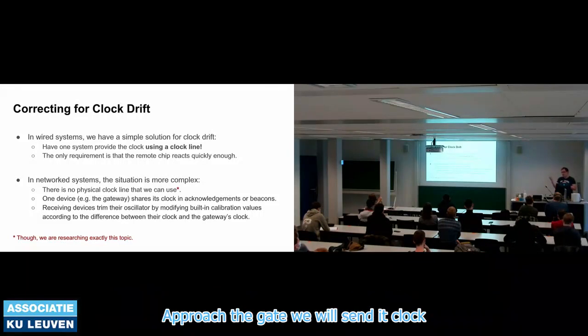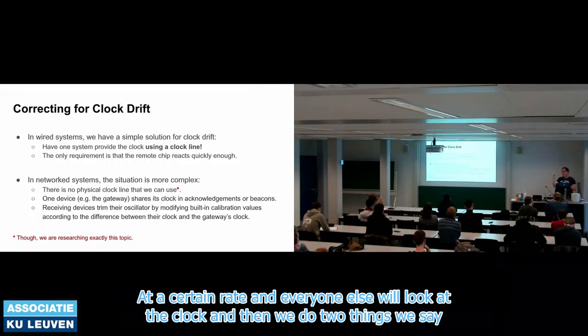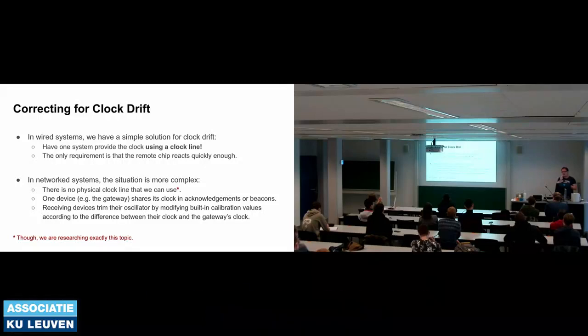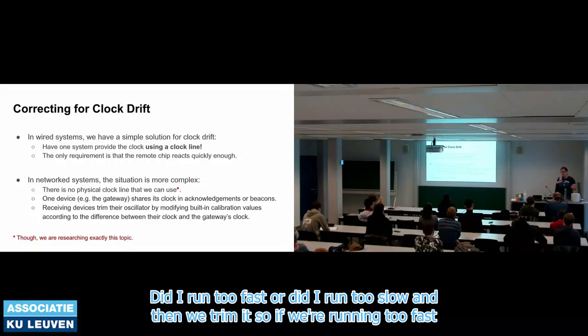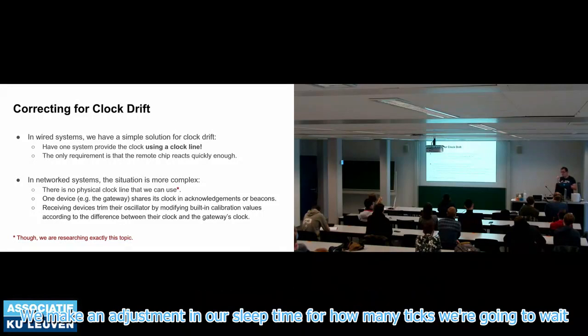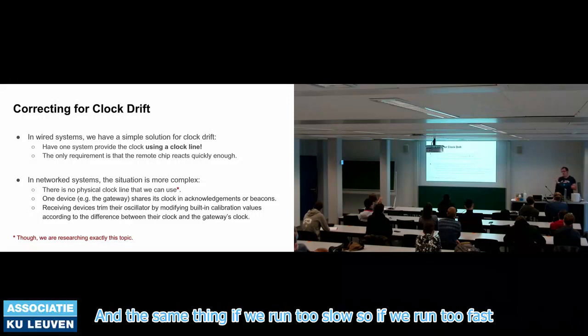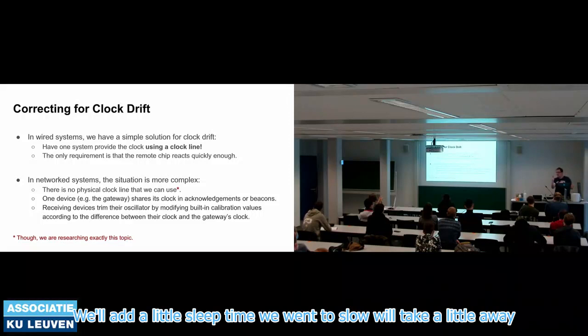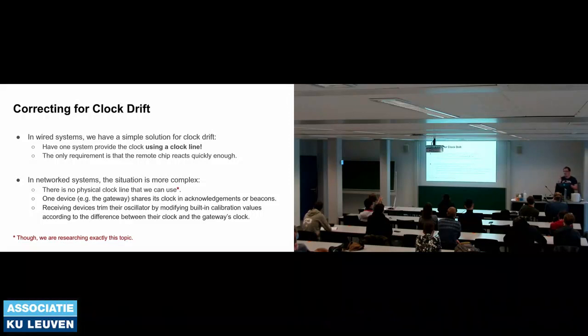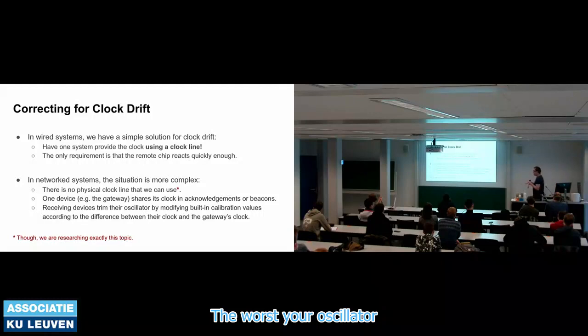So in a beaconing approach, the gateway will send its clock at a certain rate, and everyone else will look at their clock, and then we do two things. We say, what is the current value? Did I run too fast, or did I run too slow? And then we trim it. So if we're running too fast, we make an adjustment in our sleep time for how many ticks we're going to wait. And the same thing if we run too slow. So if we run too fast, we'll add a little sleep time. If we run too slow, we'll take a little away. The worse your oscillator, the more often you have to beacon. The better your oscillator, the less, and so on.